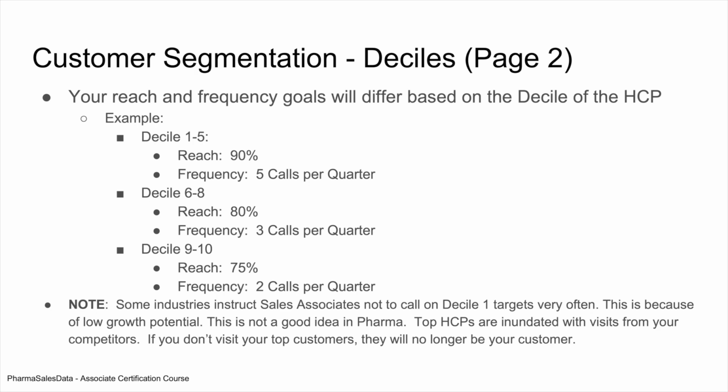These numbers are just a template or best practices based upon industry experience. This is normally where things fall, but of course they vary from pharma company to pharma company, and they vary from brand and or what your targeting plan, your targeting goals are supposed to be. Some industries instruct sales associates not to call on decile 1 targets very often. This is because of low growth potential. It's not that way in pharma. You cannot take for granted your top rating HCPs. They are inundated with calls from your competitors every day. And if you don't visit your top customers, they will cease to be your customer.